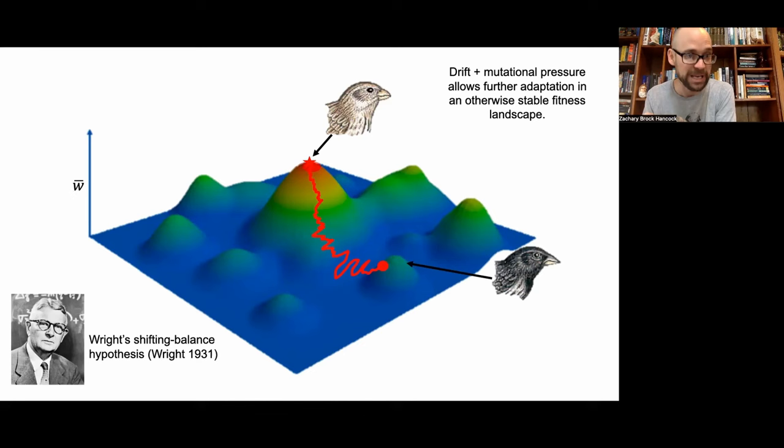So most of the time, the population is going to spend its mean trait value on that smaller local optimum peak. However, by chance alone, by genetic drift acting against selection, if any individual happens to get the phenotypic combinations that puts them at that basin of that new peak, selection can then pick it up and rapidly move that population to the new higher peak, right? So then drift and mutational pressure allows further adaptation in an otherwise stable fitness landscape. So that's another key thing here, is we're assuming that the fitness landscape itself has not changed, right? So the environment is relatively stable.